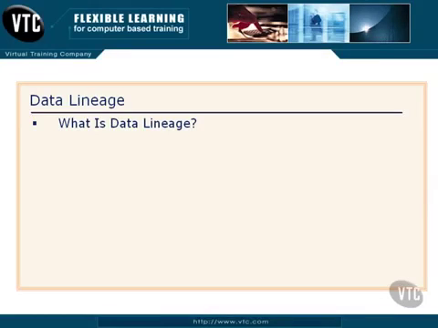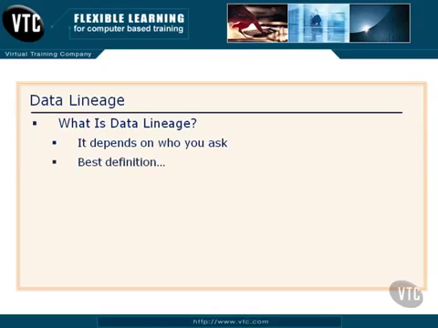So first of all, you can ask a very simple question. Okay, what is data lineage? And the simple answer is, well, it depends on who you ask. Now, everybody will agree on what data lineage is and what it's supposed to do. The question comes into play when you ask, well, what exactly do you consider to be adequate data lineage?